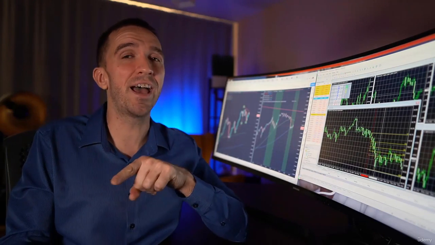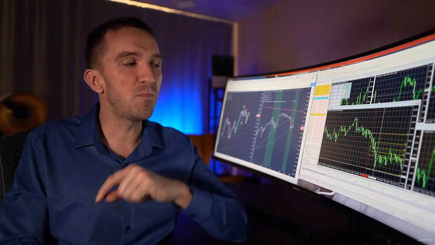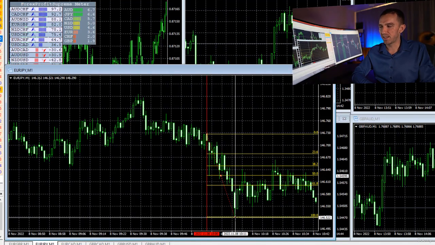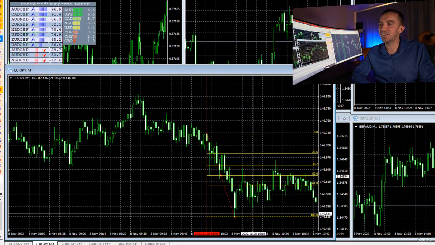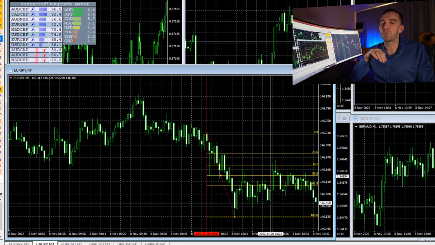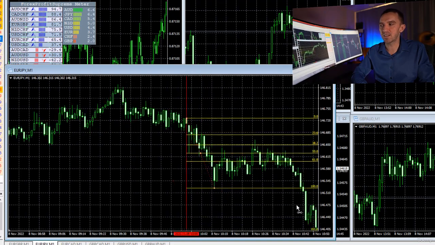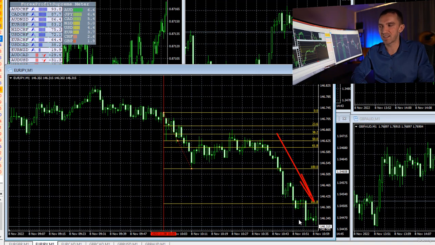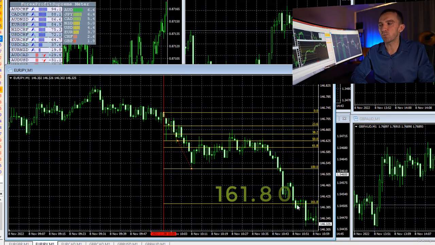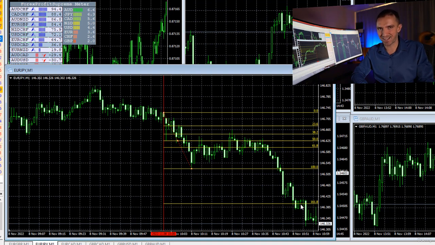And why I do that, it is because obviously at that point there was a support, right? The buyers pushed and they didn't allow the price to drop further downwards, and it is very likely that it will be a support again. It might not be. In this case it wasn't, right? The price went downwards, but this is where we have the 161.80, which often is my second target.